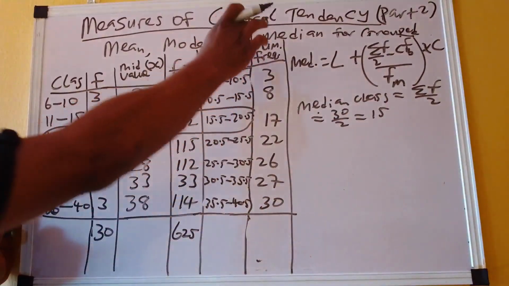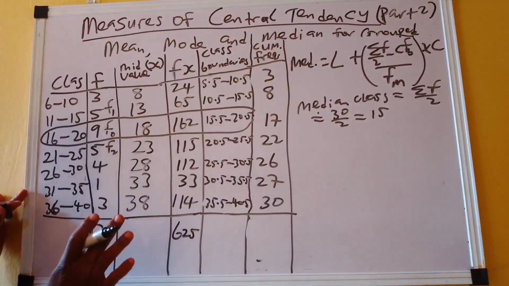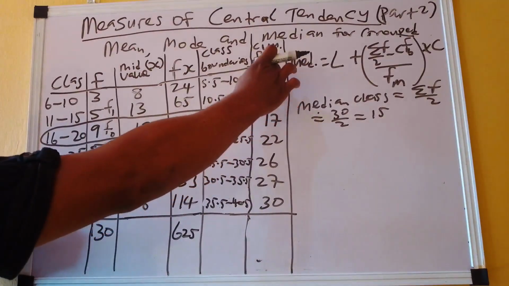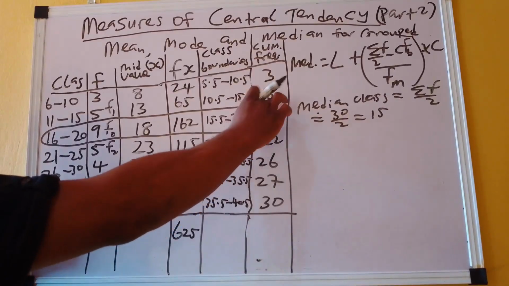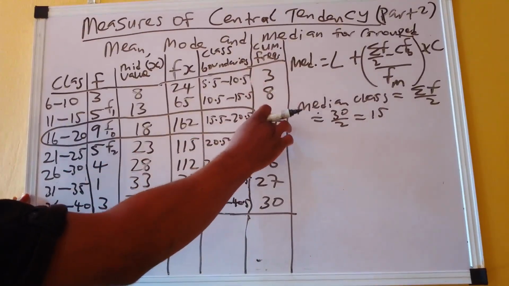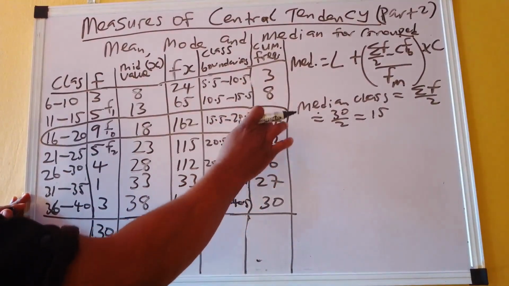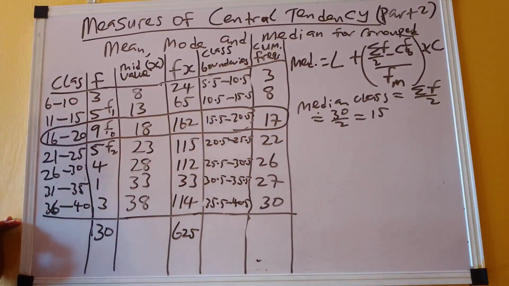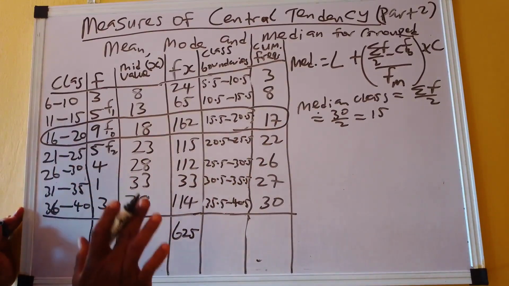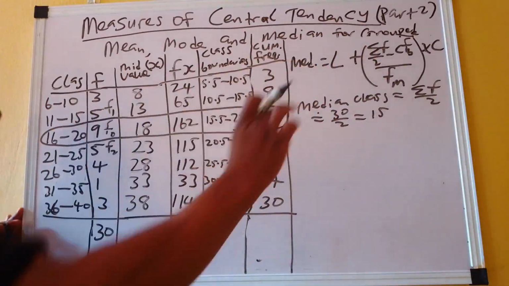Now you are coming to use the cumulative frequency column to trace that median class. From here is 0 to 3. Once it passes 3 to 8 is this place. Once it passes 8 to 17, this class is now the median class. So the median class falls in the modal class. So everything we need to get the median will be gotten from this class.